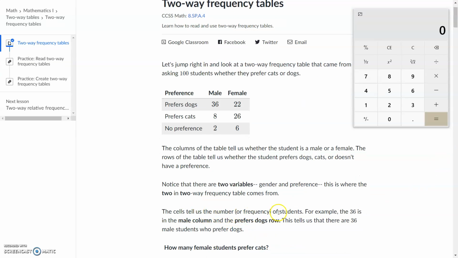The cells tell us the number of students that have each preference. For example, the 36 is in the male column and prefers dogs row. This tells us that there are 36 male students who prefer dogs. So this is what this is here. It's male, vertical, and prefers dogs here, horizontal.